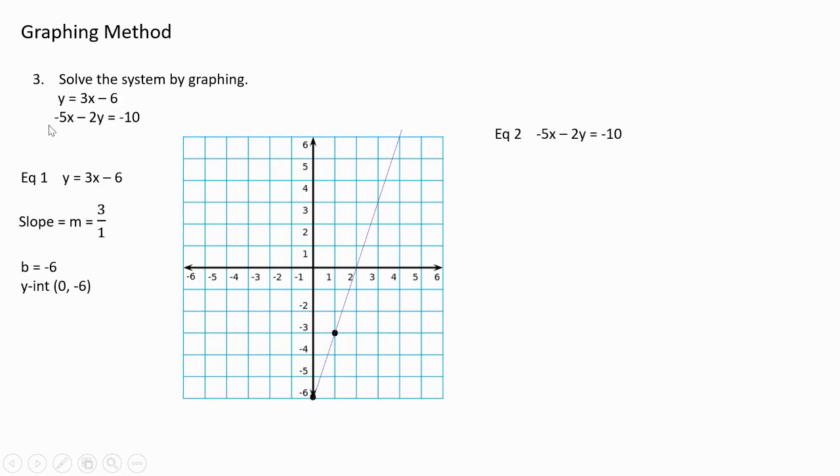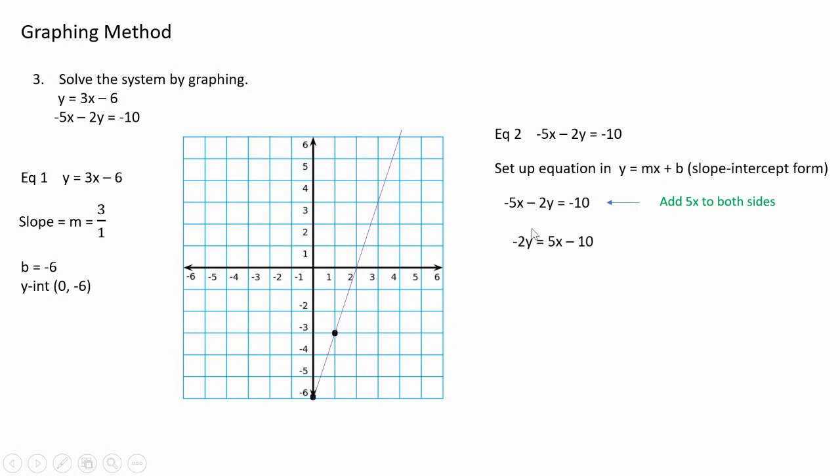Now we're going to graph equation 2. It has to be in the form y equals mx plus b, so that we can see what the slope is and what the b is, which is the y-intercept. So we have to isolate the y. First we add 5x to both sides, so we get -2y equals 5x minus 10, right? Then we divide by -2.